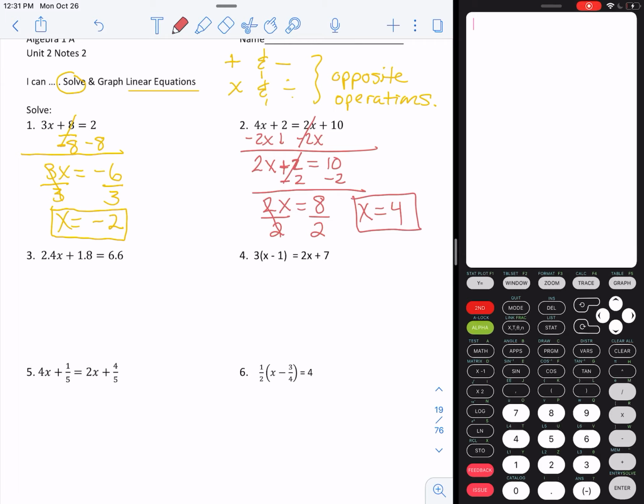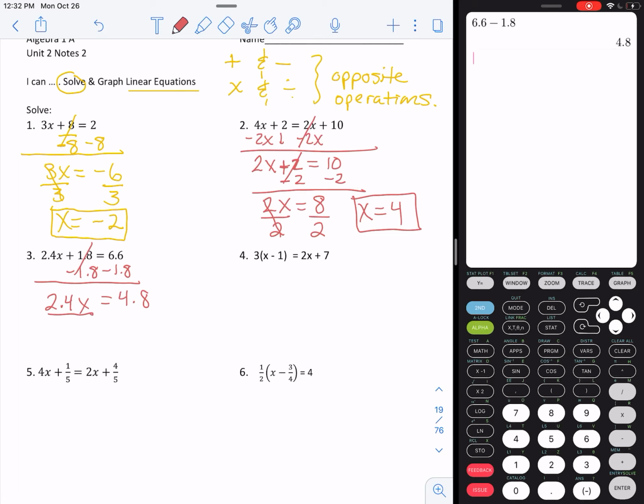Okay, next one has decimals. Don't panic. We have a calculator. So we're going to subtract 1.8 from both sides. That leaves me with 2.4x. I'm going to use my calculator. 6.6. Oops, I got an L in there. 6.6 minus 1.8 gives me 4.8.